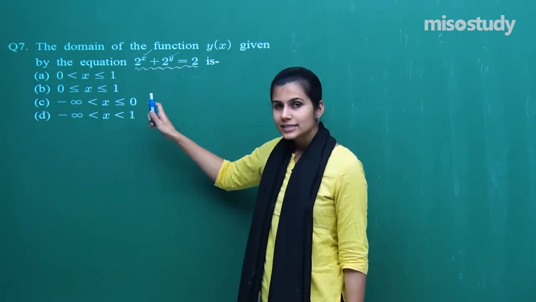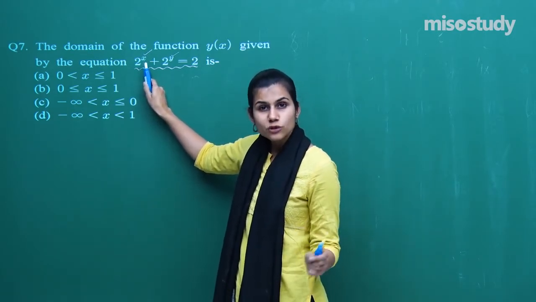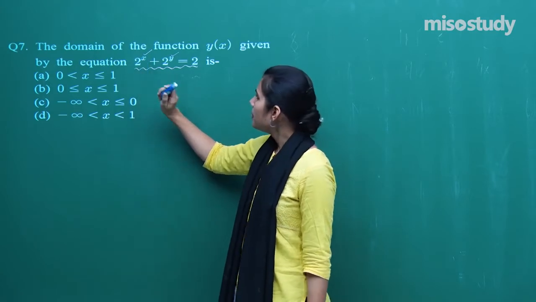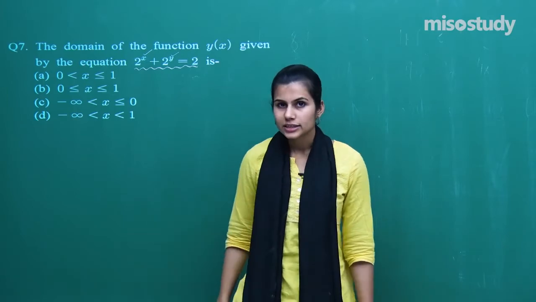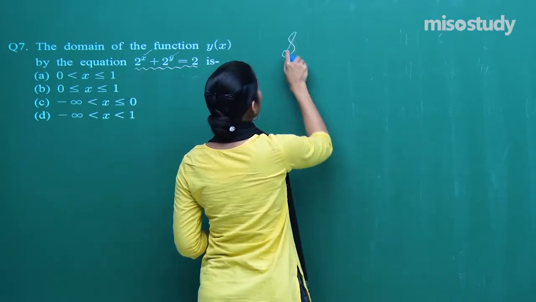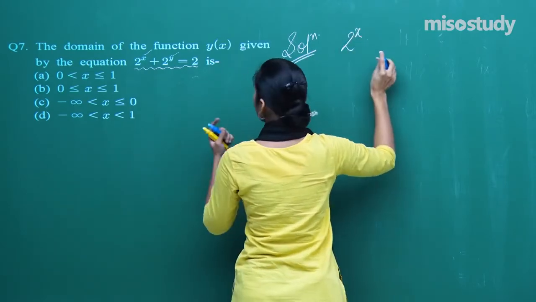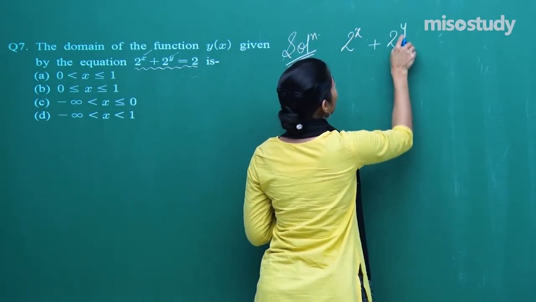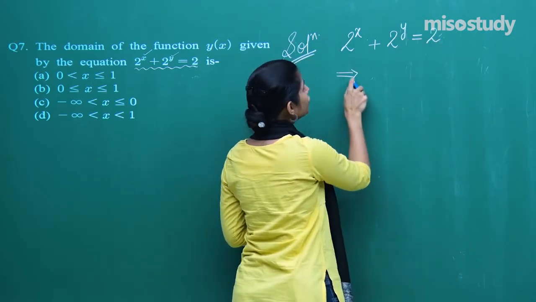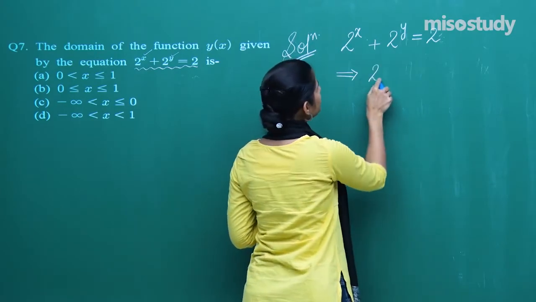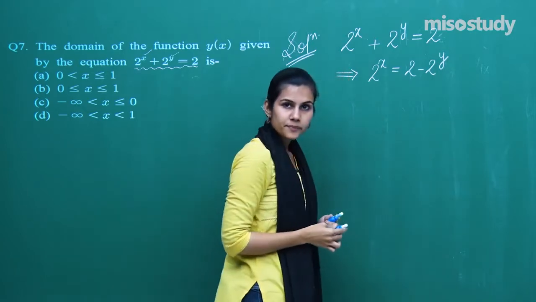The question says, what are the valid inputs? That means, what are the valid values of x's for which this expression is true? That is what we have to find. So, here I am given the expression 2 to the power x plus 2 to the power y equals 2. This means if I want to find out x, I will just put x here and I will have 2 minus 2 to the power y.